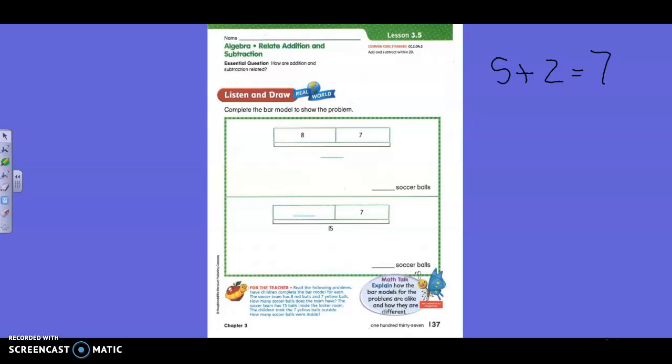Now listen to this. I have 5 bears. I lose 2 bears. How many do I have now? What do I do there? I have 5 bears. If you lose 2, that means 2 goes away, right? So you're taking away, you are subtracting 2. What is 5 take away 2? Emma? 3. Okay.